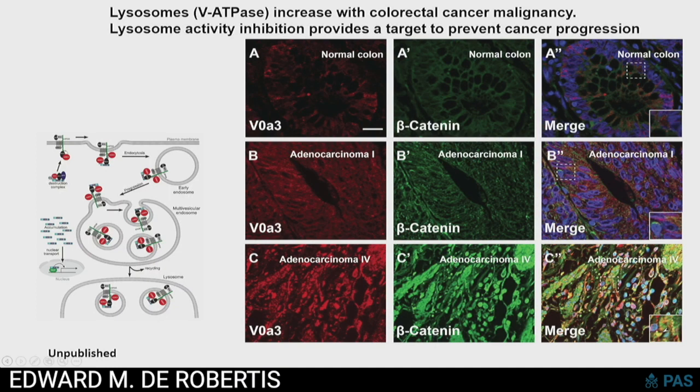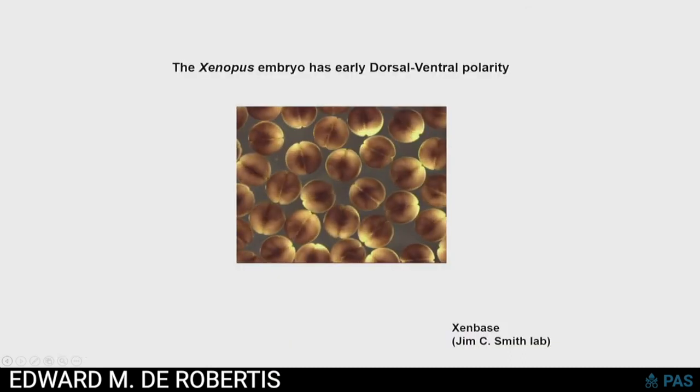So therefore, if you inhibit lysosome activity, you could provide a target to prevent cancer progression. And indeed, other people have used in xenografts an inhibitor of V-ATPase called bafilomycin, and you can decrease the growth of the tumor. So there are many places where one could target these things.